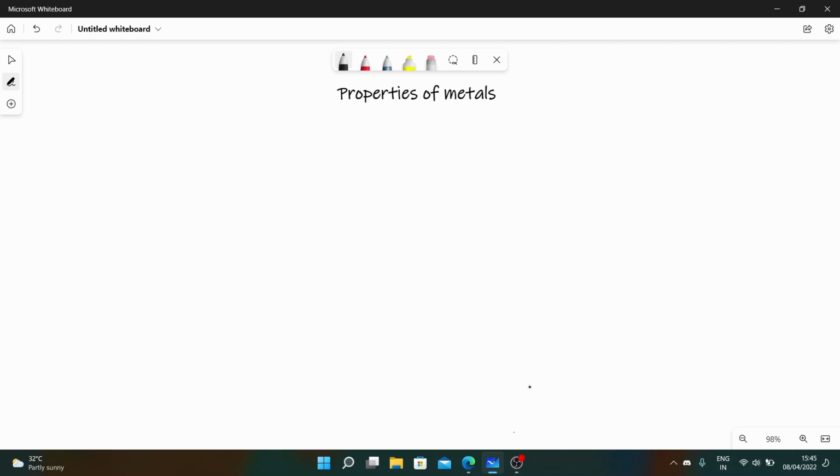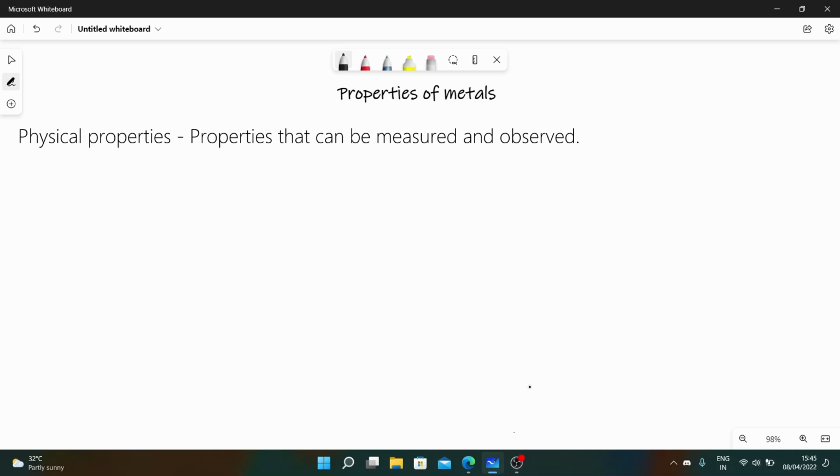In this video, we'll be looking at the properties of metals. All elements have two types of properties. They are physical and chemical properties. Physical properties are properties that can be measured and observed. Chemical properties of an element become evident after observing chemical reactions of that element.